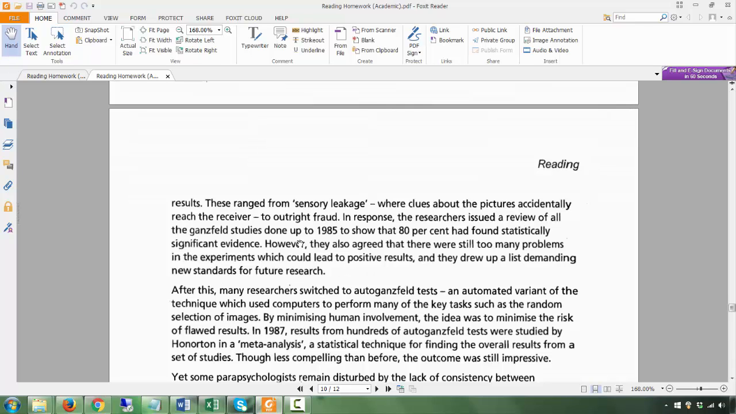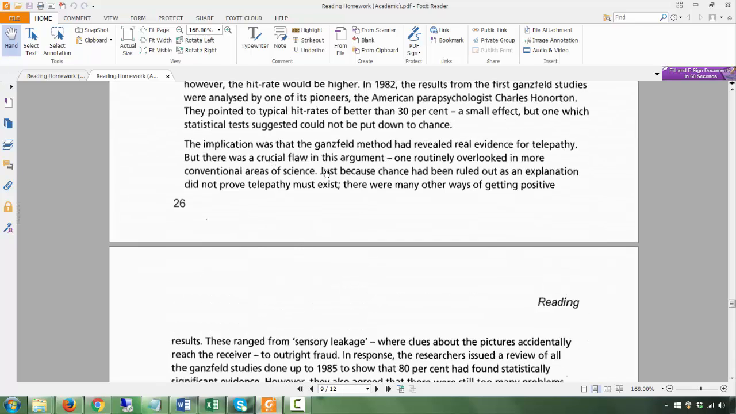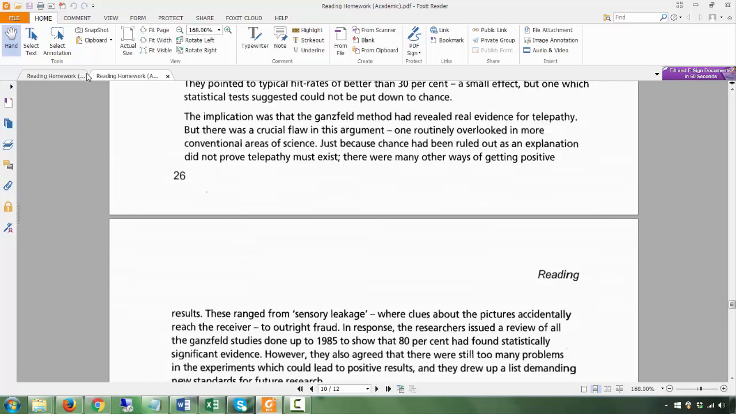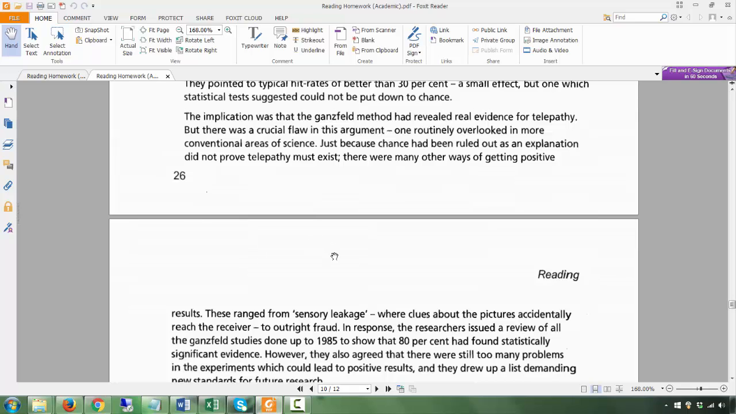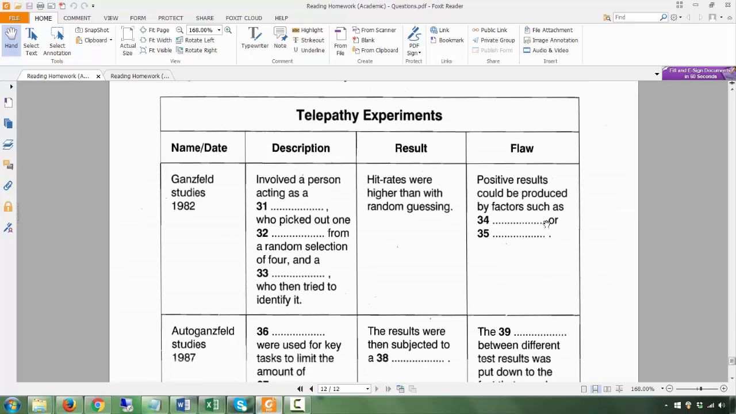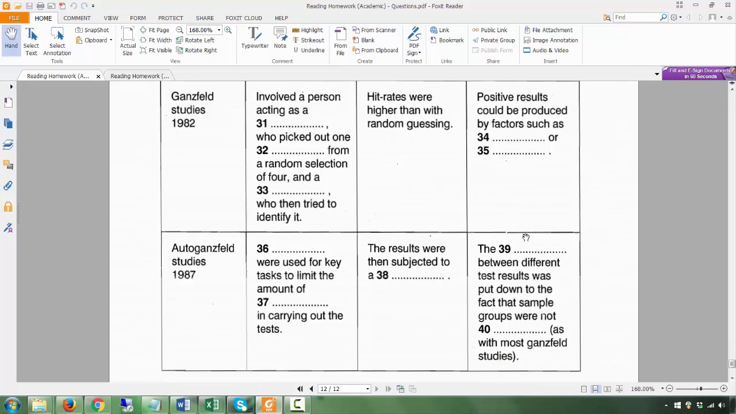Let's go to the implication. Just because chance had been ruled out, it did not prove telepathy must exist. There were many other ways of getting positive results. These range from sensory leakage to outright fraud. So positive results could be produced by factors such as sensory leakage or outright fraud. They probably will accept fraud alone, without the outright.